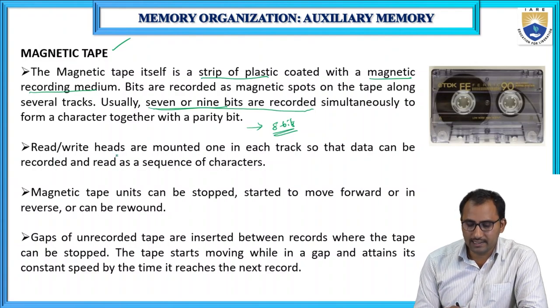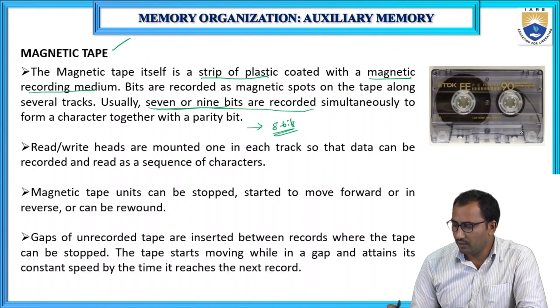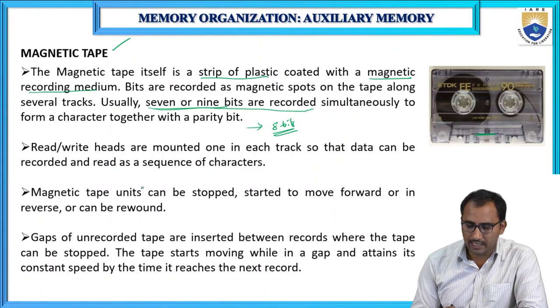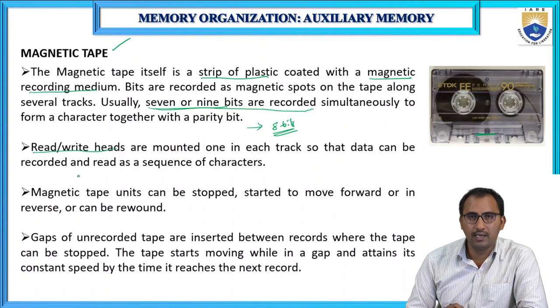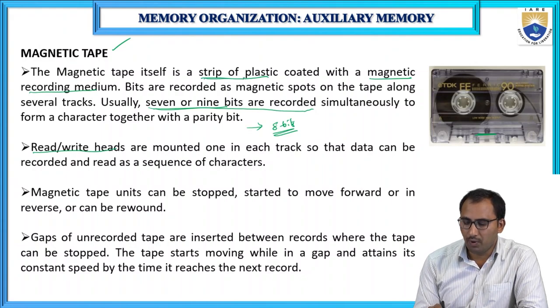Read or write heads are mounted, one in each track, so that the data can be recorded and read as a sequence of characters. Here inside we have read or write heads, and using them we can read the bits stored in the strip of plastic.